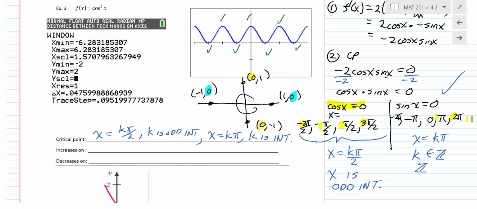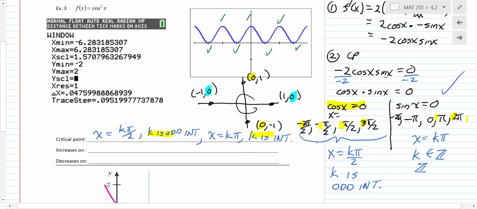Wouldn't it be k is odd integer, not x is odd integer? On which one? On the cosine? Over here? What are you thinking again? Wouldn't it be k is an odd integer, not x? Yes, thank you. I don't know why I put that. So I put it right here, but I put it wrong there. Thank you. Yeah, that right there should say k is an odd integer.